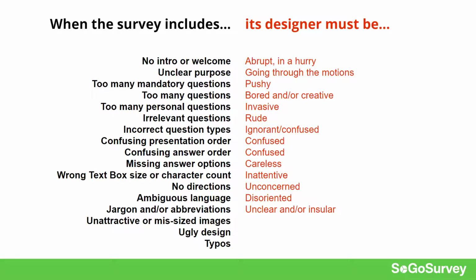Always a good idea to clarify those. Attractive or missized images means that you are just rushing to get it done. Ugly design is you just don't care. Typos often come across as lazy. So probably you can think of your own list of all of the things that you come across in people's surveys. Never your own surveys. Your own surveys, we all put out the best that we can. But upon consideration, a lot of these are issues that we find across many, many projects that we encounter.